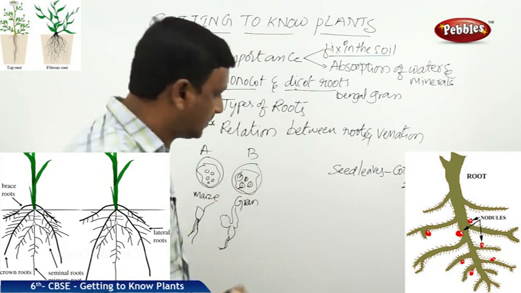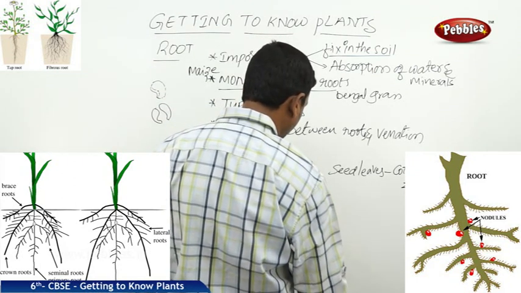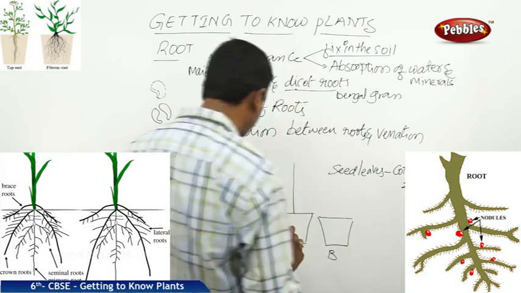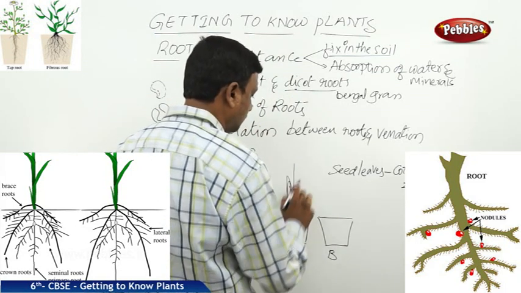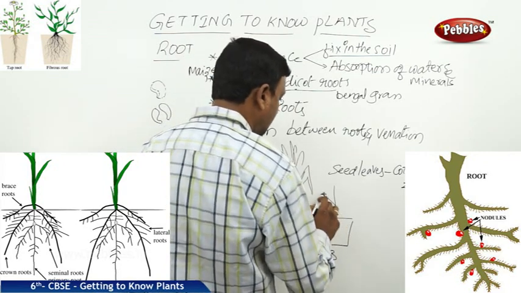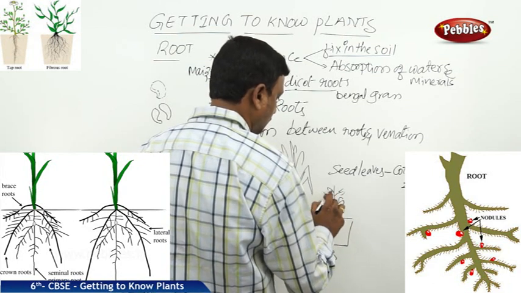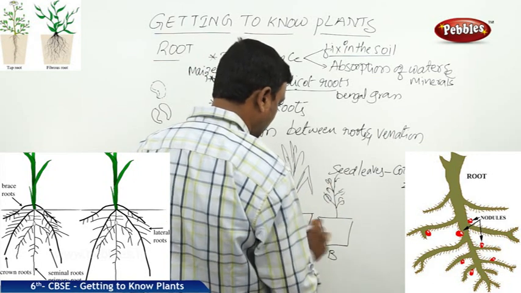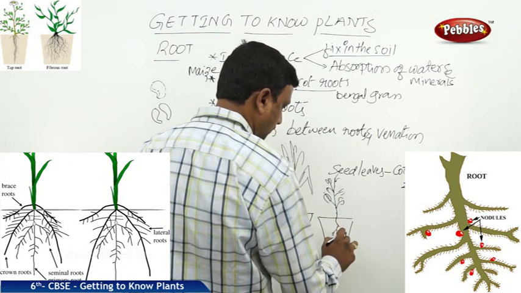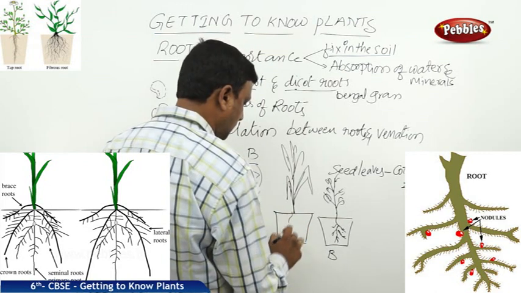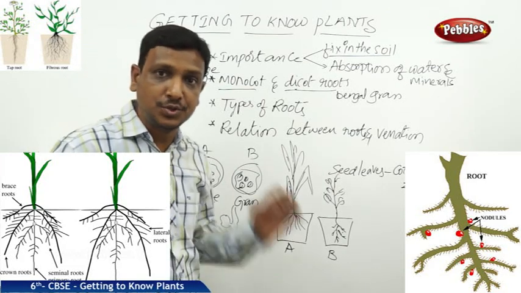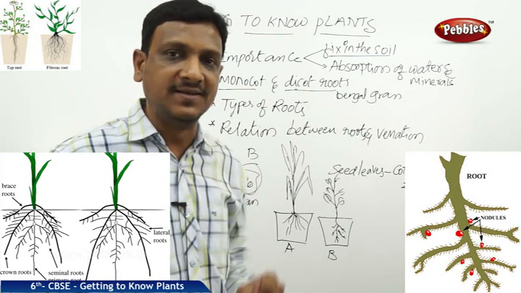Now we planted both of these. So we have taken pot A and B. This is the maize plant, and this is the gram plant. So here you see the roots, and here you see the roots. Do you find any difference, or do you find both are the same? Yes, we find the difference.